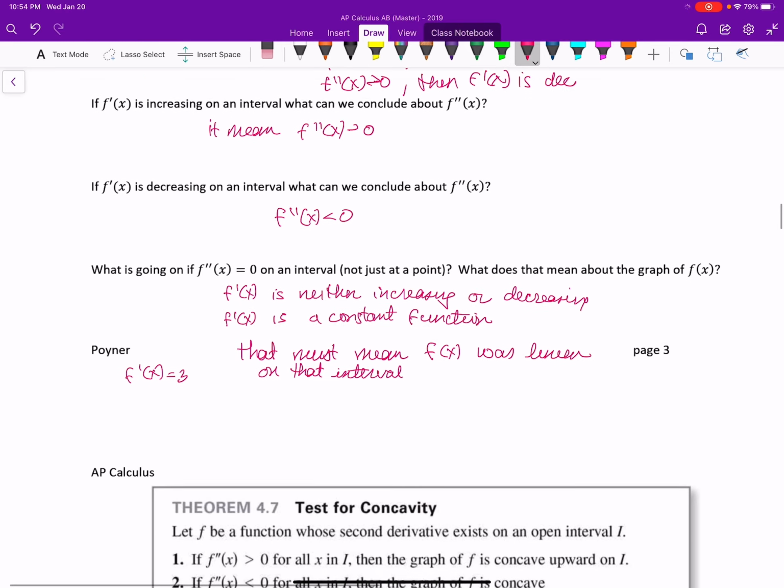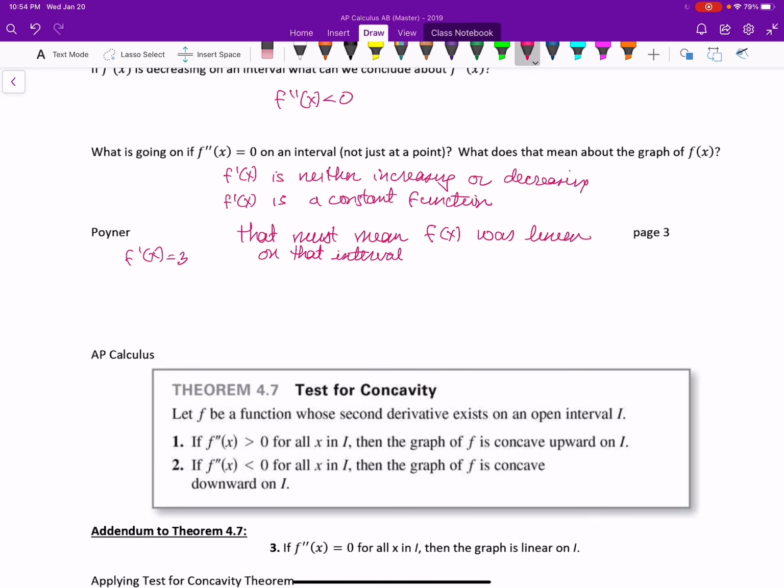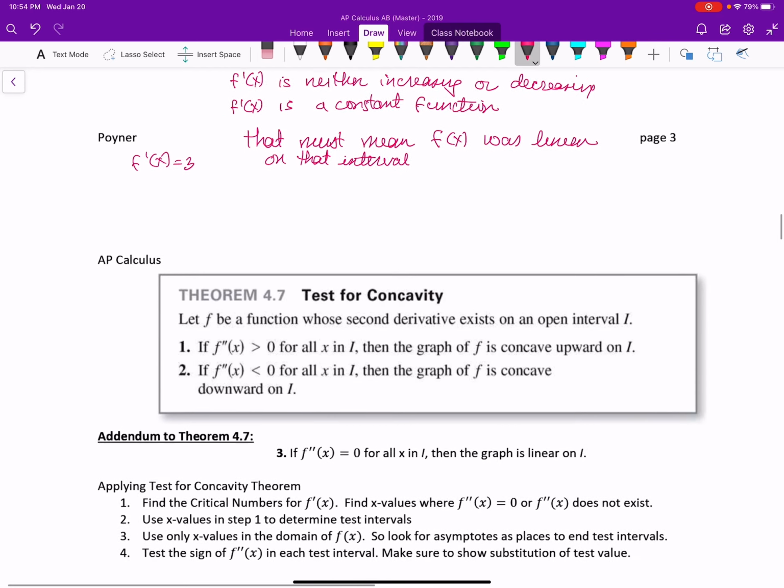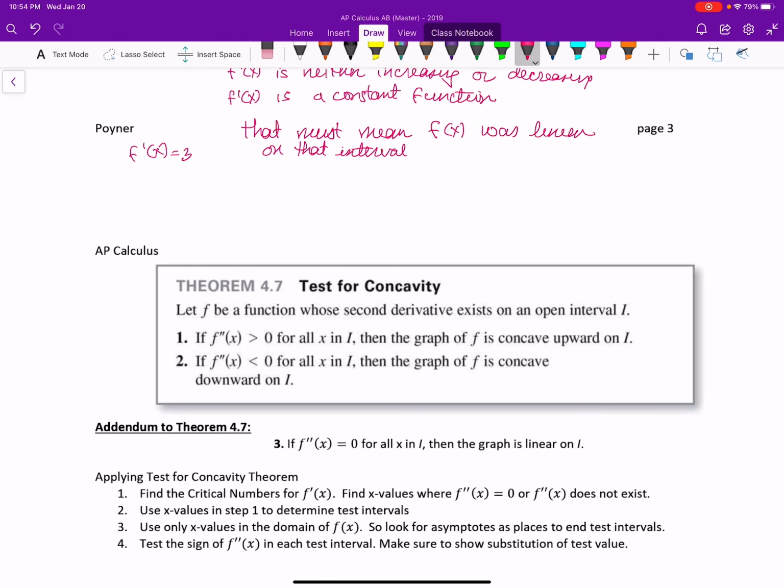Okay, that gets us to the test of concavity, basically what we just went through here. We just talked it out. So theorem, I put a little addendum to the theorem. It's not in your books, but it's very useful to have. So the test for concavity is: let f be a function whose second derivative exists on the open interval. Where the second derivative is greater than 0 on the interval, the function is concave up. And if the second derivative is less than 0, it means that it's concave down. And that's basically taking the definition of concavity and applying it here.